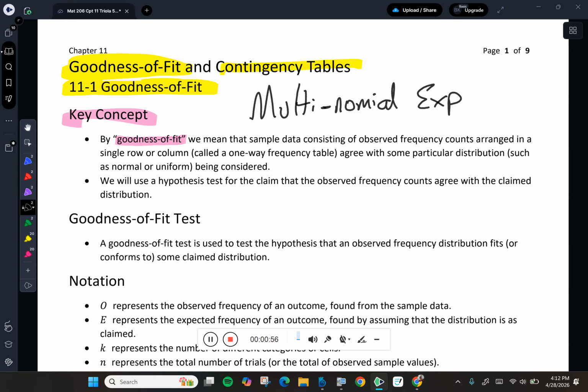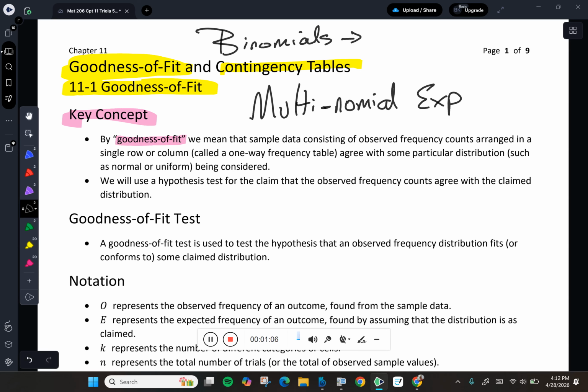Now, if you remember, these guys, binomials, every time you asked the question, every time you ran the trial, every time you did the thing that you were doing, there were only two outcomes. We call them success and failure. In a multinomial experiment, every time you run the experiment, there's multiple outcomes.